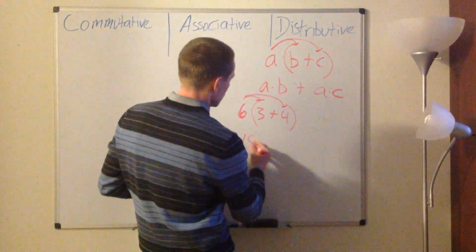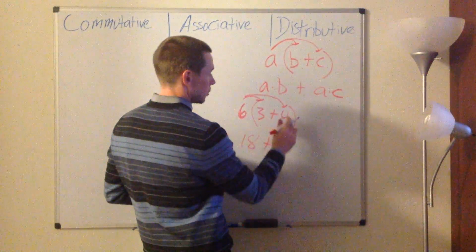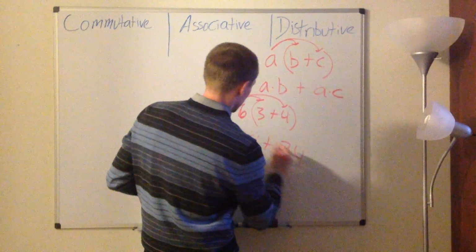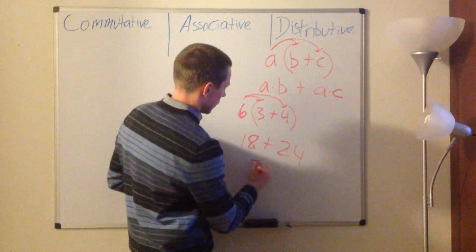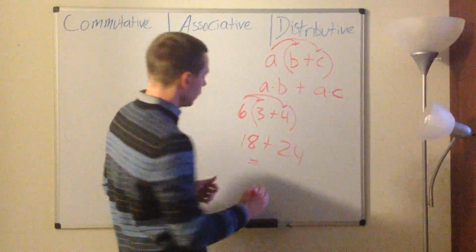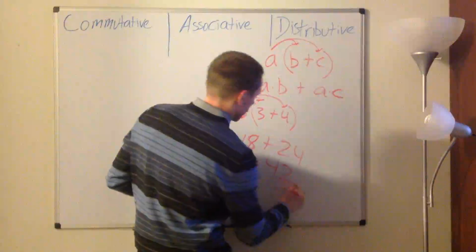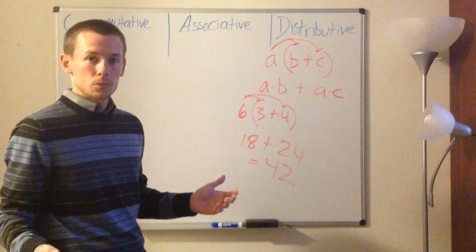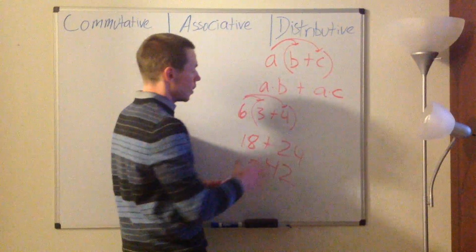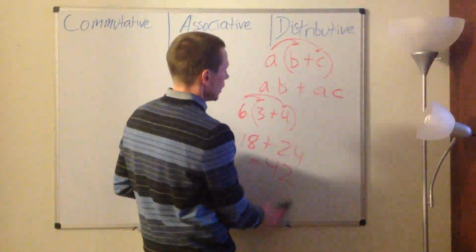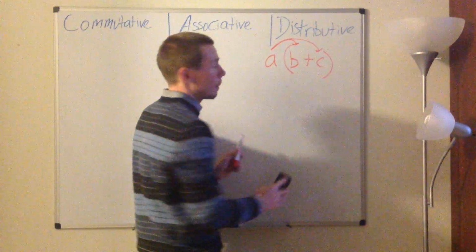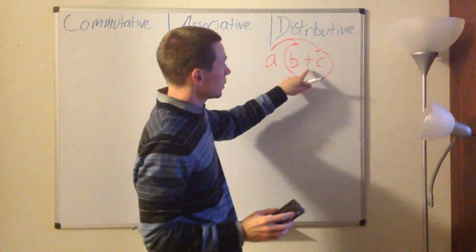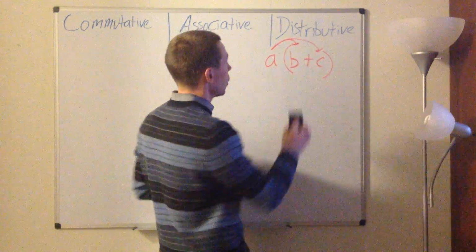6 times 3 is 18. 6 times 4 is 24. And 18 plus 24 is 42. So it still gets us the same answer. Now this also holds for the distributive property of multiplication. If this is subtraction, it still holds as well.